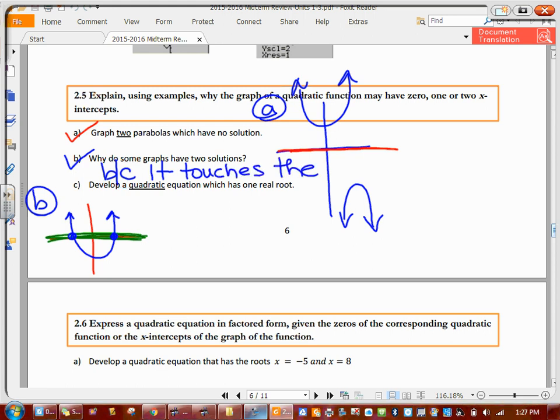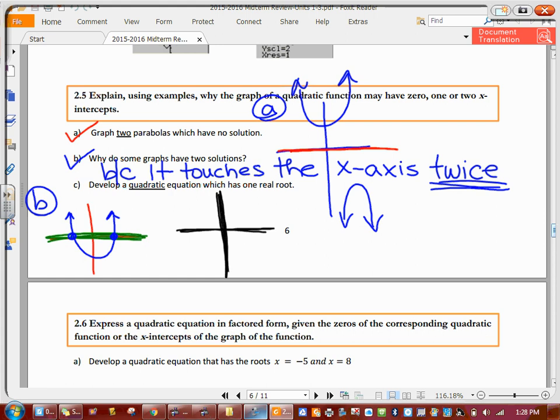Letter C says, develop an equation that has one real root. If it's got one real root, that means it only touches the x-axis one time. Those, I call them Snoopy noses. So here's my letter C we're going to draw on there. A Snoopy nose would be something like this. He's going to come down, touch the x-axis, and take back off. There's my Snoopy nose. Okay, so he touches once.